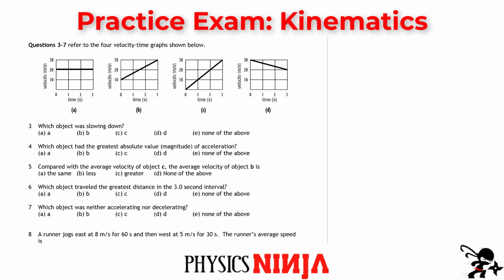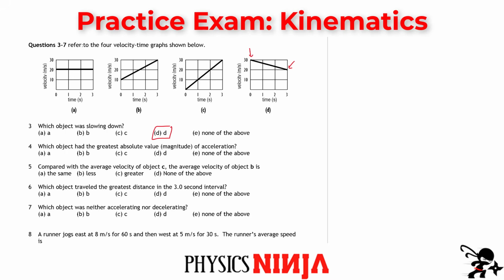Which object is slowing down? If you're slowing down, your speed should be getting smaller, right? So which one has a speed that is getting smaller? It's got to be this one, right? You started off here at 30, and then you ended off here at 20 after 3 seconds. All of these other ones, B and C, are increasing, and the first one is constant. So D is the correct answer for the third one.